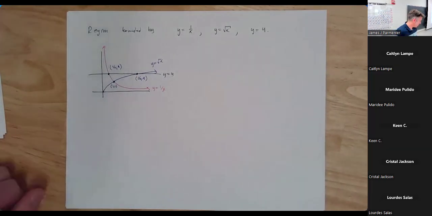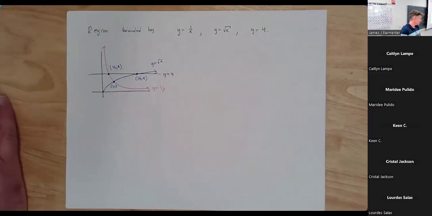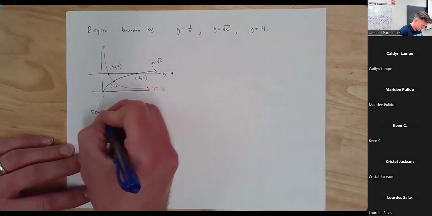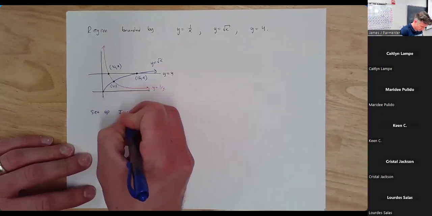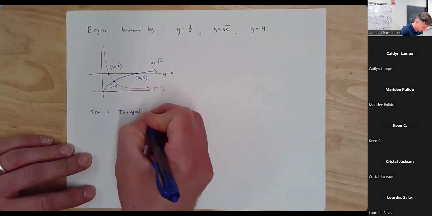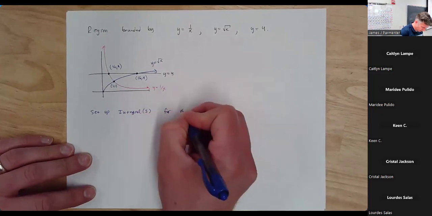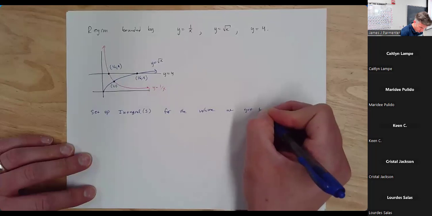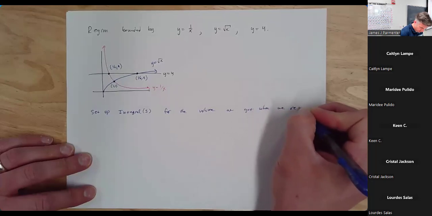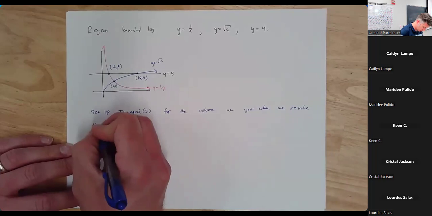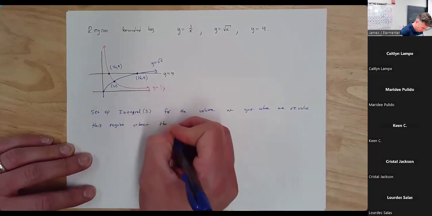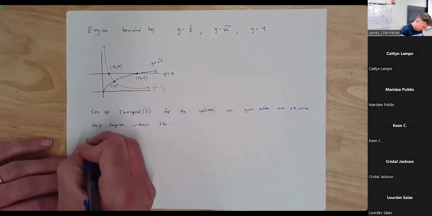And then we want to take this region and revolve it around its axes. So we want to set up integrals for the volume we get when we revolve this region about, and we'll start with the x-axis.